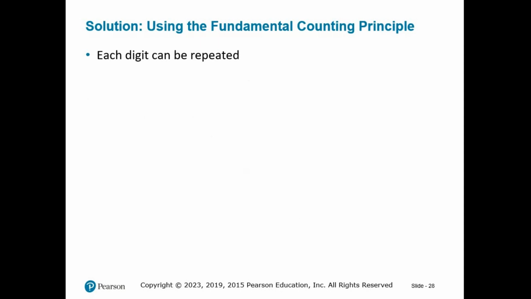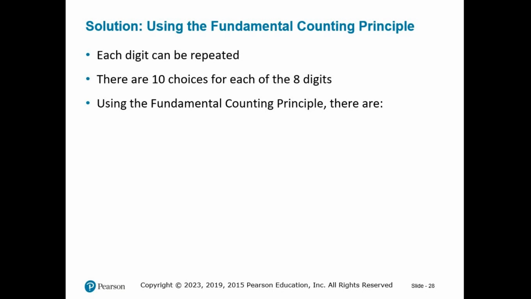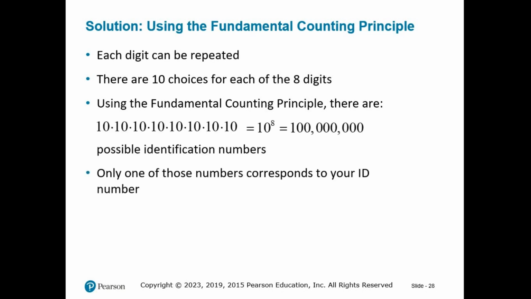There are a few key points to keep in mind when solving this problem. Each digit can be repeated. There are 10 choices for each of the 8 digits. Using the fundamental counting principle, there are 10 times 10 times 10 times 10 times 10 times 10, and so on, or 10 to the 8th, or 100 million possible identification numbers. Only one of those numbers corresponds to your ID number.